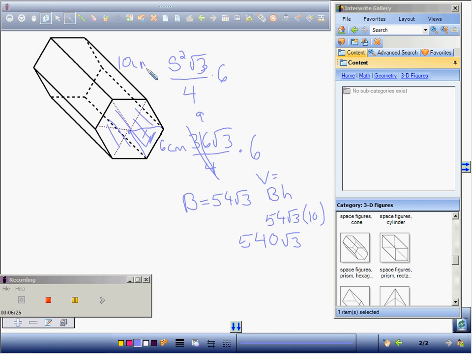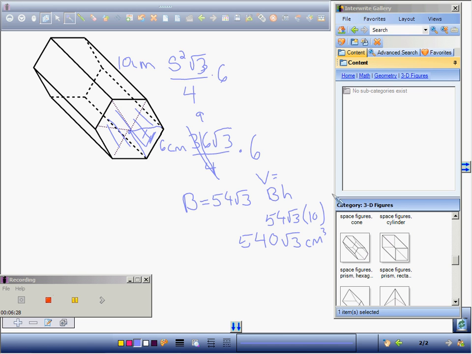Okay? And so that's going to be in centimeters cubed. So that means that I could fit 540 little centimeter cubes inside of this box. Whether they'd fit exactly in, that's a different story. Okay? So that's a little different type of prism.